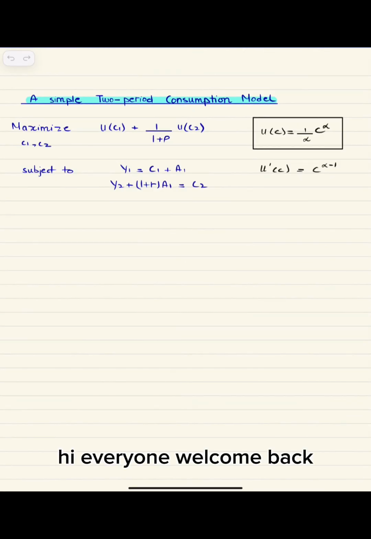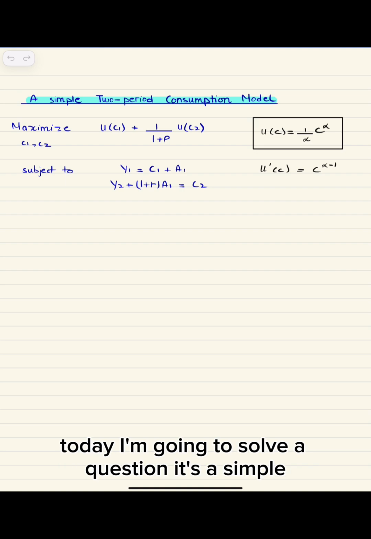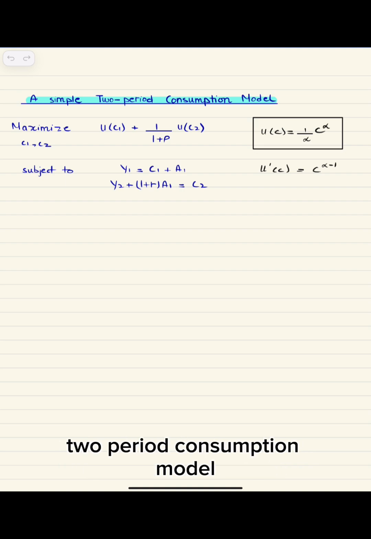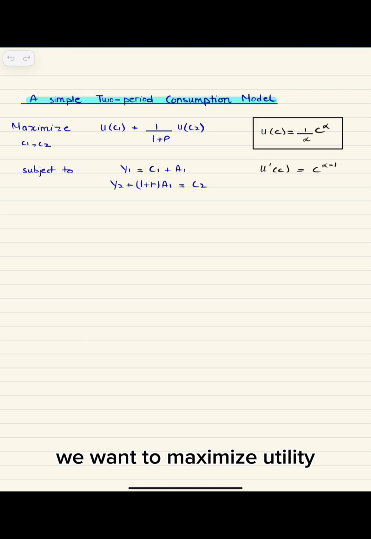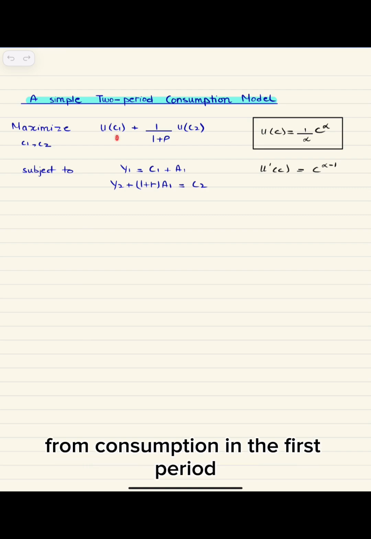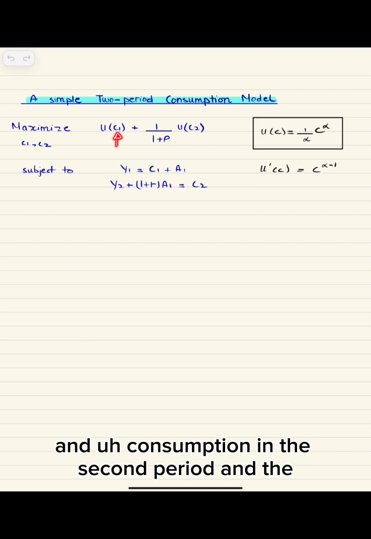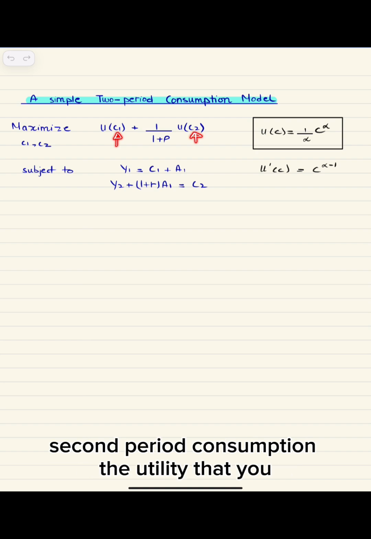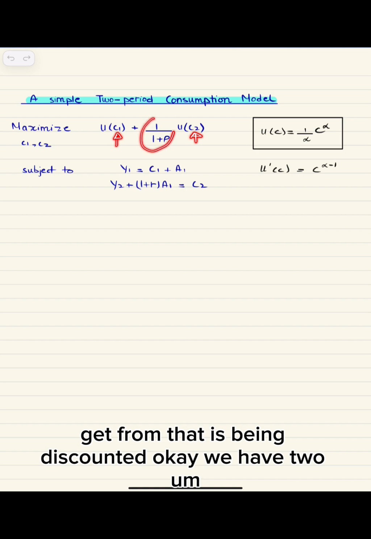Hi everyone, welcome back. Today I'm going to solve a question. It's a simple two-period consumption model. We want to maximize utility from consumption in the first period and consumption in the second period, and the utility that you get from the second period consumption is being discounted.